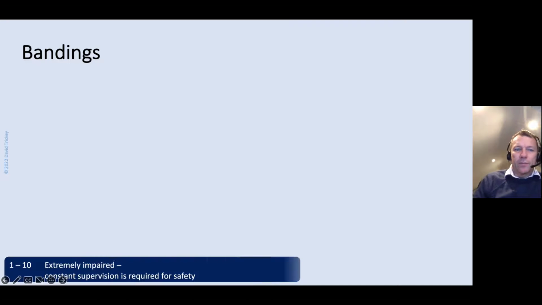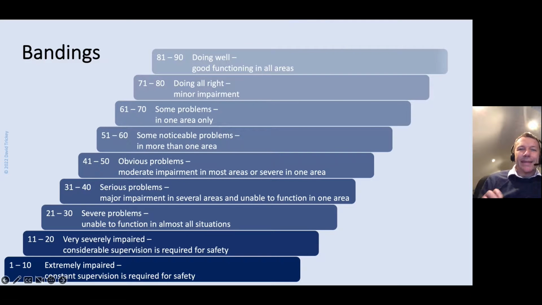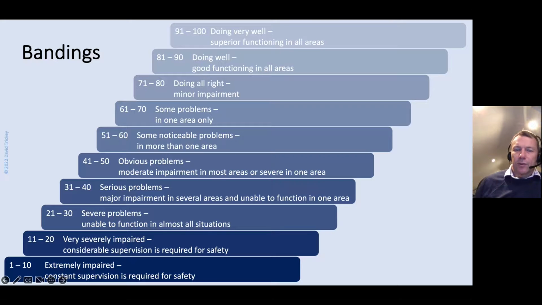The scale is split into bandings of 10, and here on the screen you can see the overall heading, if you like, for each of those bands. Now it would be worth getting a hold of a copy of the CGAS now if you haven't done so already, so feel free to pause this video and go and get a copy. You can find it either within System 1 or you can download it from the internet. You'll find it very easily.